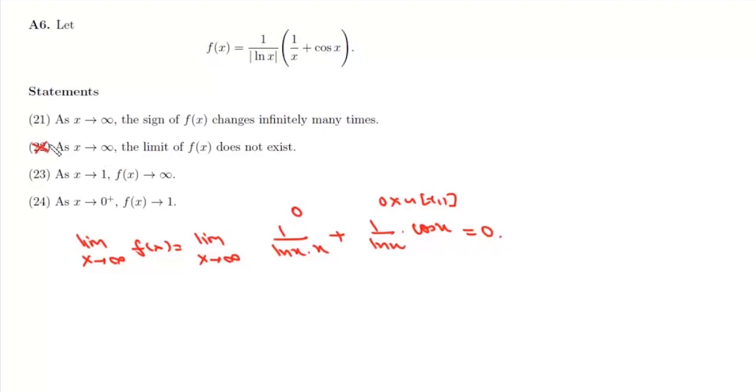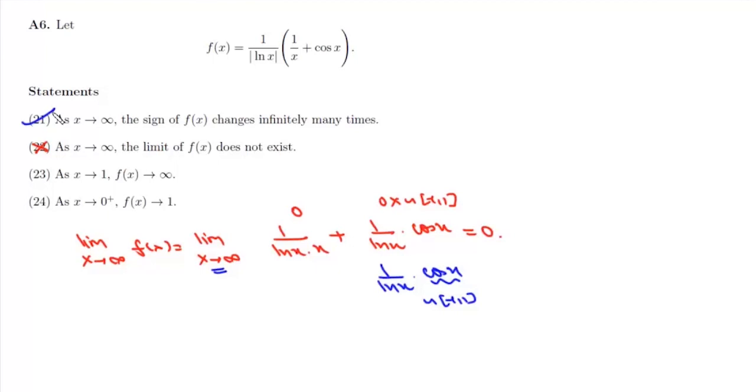Now what about this 21? As x approaches infinity, we have this term 1 upon log x into cos x. Now this cos x will oscillate between minus 1 and plus 1. So the value of this function f(x) is going to oscillate when x tends to infinity. That means this statement 21 is correct.